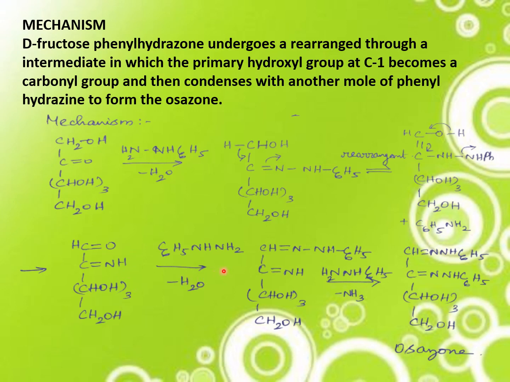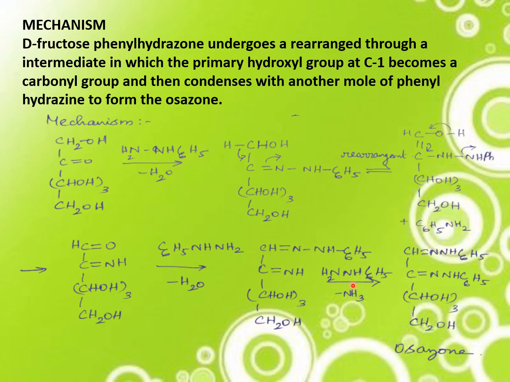This is going to react with one more phenyl hydrazine. A water molecule is going to eliminate at this position. This oxygen and these two hydrogen are going to eliminate as a water molecule. So CH double bond N, NH C6H5 is formed. Simply we eliminate the water molecule at carbon number 1.